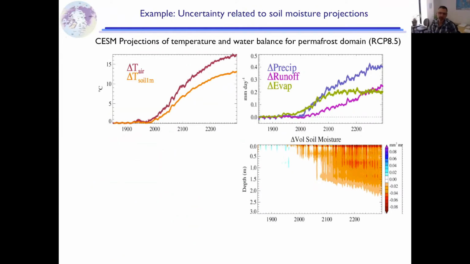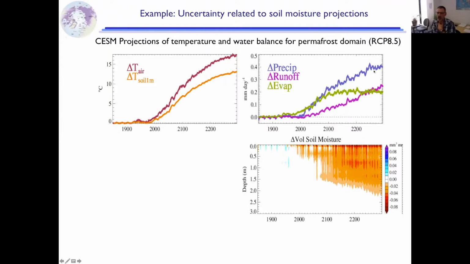Okay, so here's my example of how we can use these models to help us understand uncertainties. An example is uncertainty related to soil moisture projections. What I'm showing here is the Community Earth System Model projections of temperature and the water balance, averaged across the entire permafrost domain for RCP 8.5. On the left, you see the very strong warming you get under that scenario up to 2300, both in the atmosphere and the soils. On the right, you see the predicted changes in precipitation.